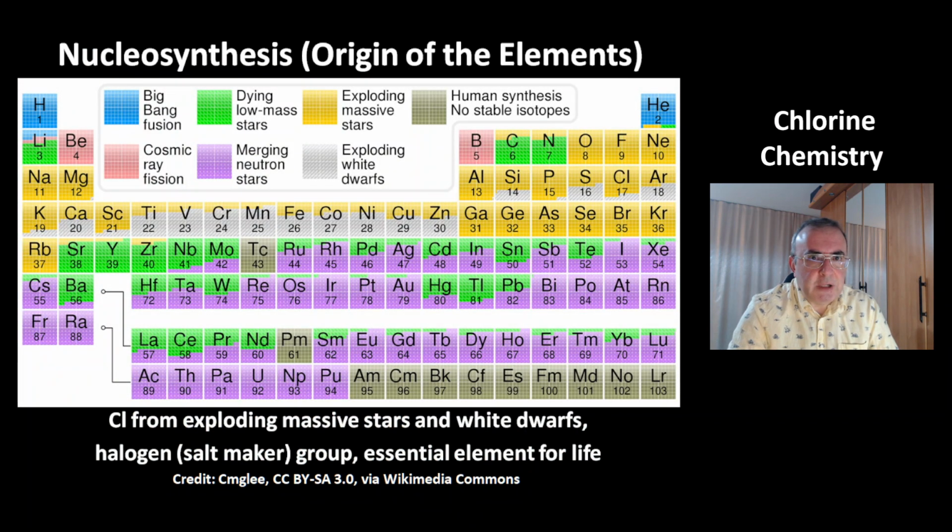This is a picture of the periodic table. Chlorine is located at the top right corner, and it comes from exploding massive stars and white dwarfs. It's a member of the group of the halogens. Halogen means a salt maker. That's the seventh group in the periodic table. And chlorine is an essential element for life.